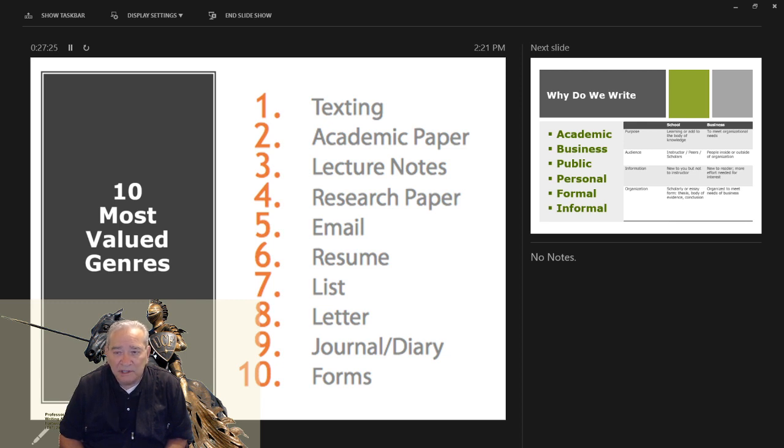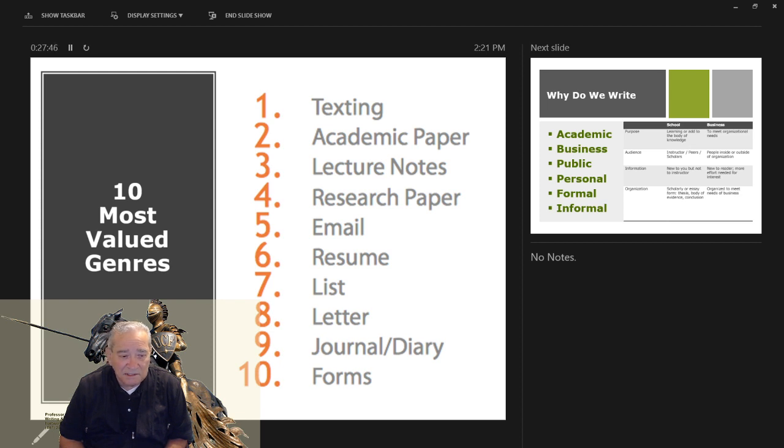People want to learn texting because it's our new form of communication. You have to learn how to write academic papers. I have to know how to make lecture notes. You have to know how to do research papers. We all probably know email. Some folks don't. If you're going to work, you need resumes.